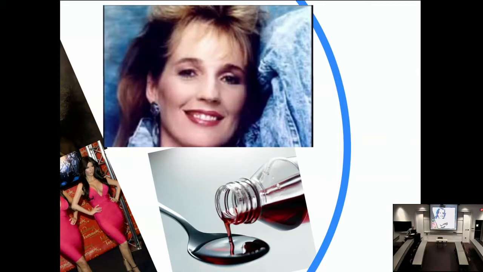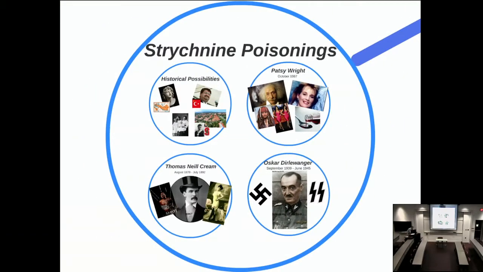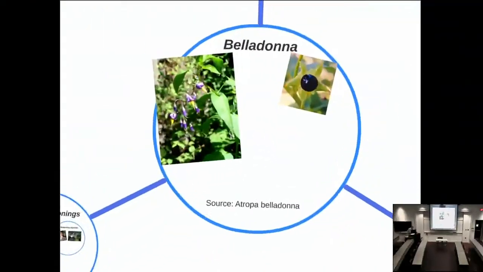taking at the time. And again, this is an unsolved murder mystery, but the prime suspect was her ex-husband, who was up for charges for an arson trial, and the thought was that he killed her in order to make sure that she couldn't testify against him, but the murder was never solved. So those are some strychnine poisonings.